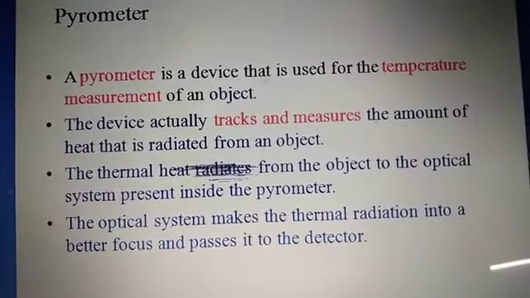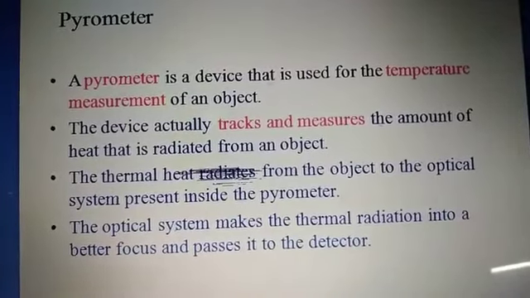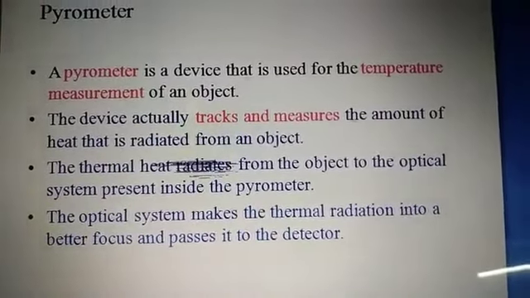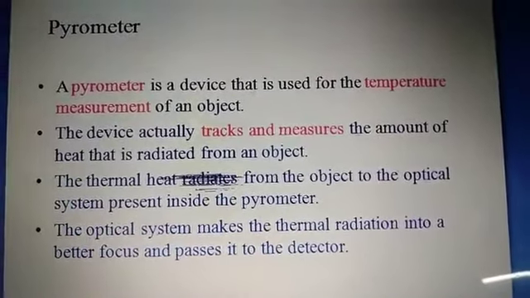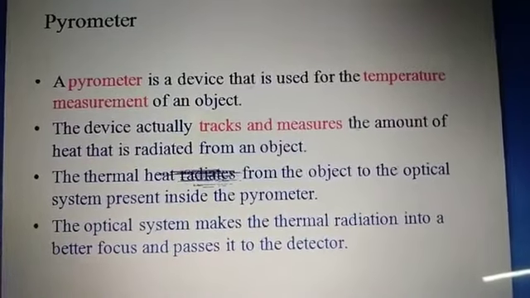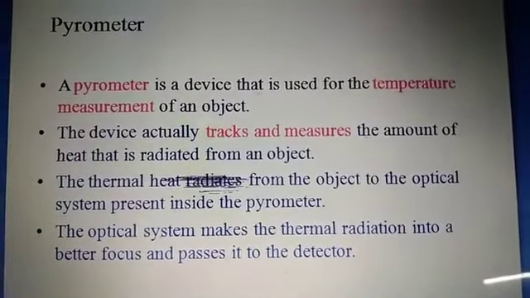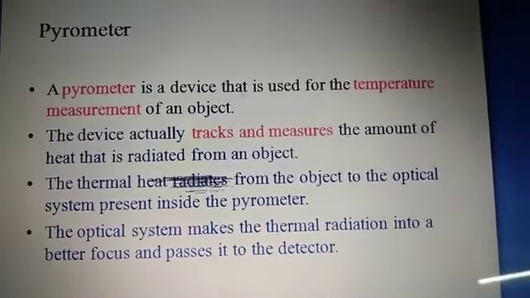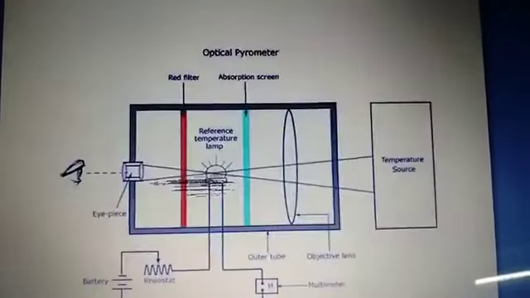The device tracks and measures the amount of heat that is radiated from a heat source or an object. The thermal heat radiation from the object goes to the optical system present inside the pyrometer. A special arrangement is used to measure the temperature in terms of brightness. The optical system brings the thermal radiation into better focus and passes it to a detector. Let's see how the optical pyrometer looks.